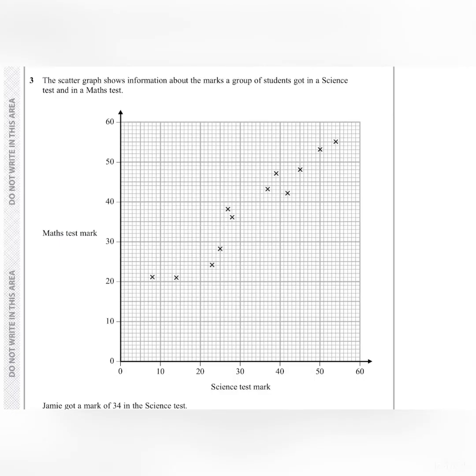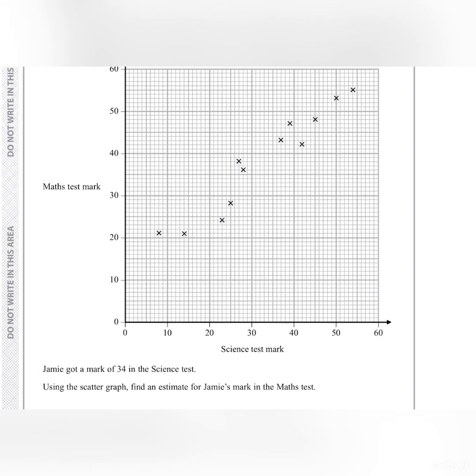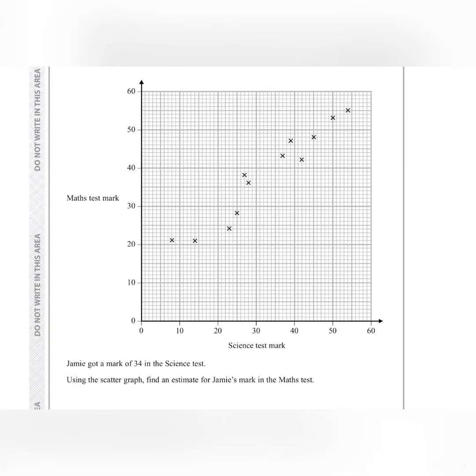Question number 3 says the scatter graph shows information about the marks a group of students got in a science test and in a maths test, and the maths test marks are on the y-axis and the science test marks on the x-axis. It says Jamie got a mark of 34 in the science test. Use the scatter graph to find an estimate for Jamie's mark in the maths test.